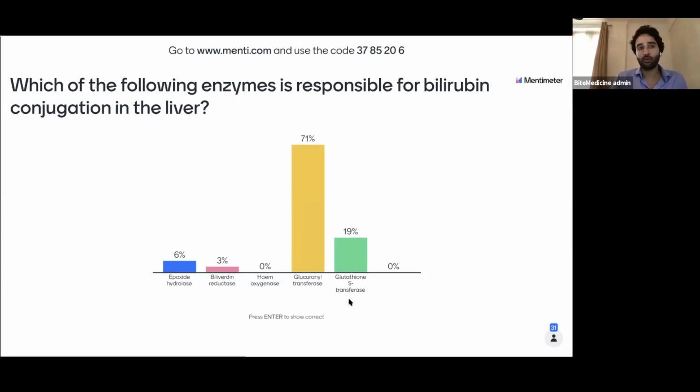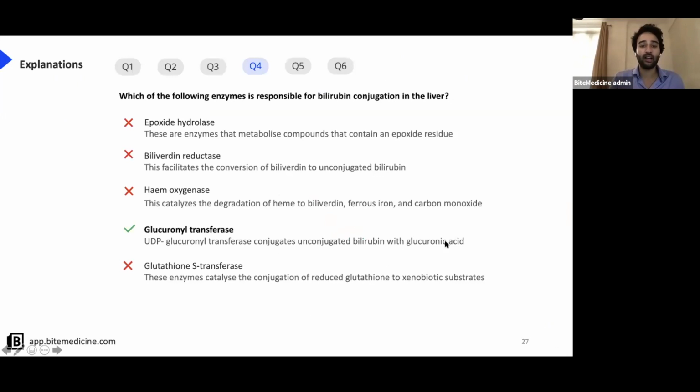This is relatively straightforward. It gets asked in exams all the time, this question. So spot on. And if you haven't heard of this enzyme or aren't sure what conjugation is, that's what we're going to be talking about very shortly. So that's absolutely right. UDP glucuronyl transferase conjugates unconjugated bilirubin with glucuronic acid to form conjugated bilirubin.